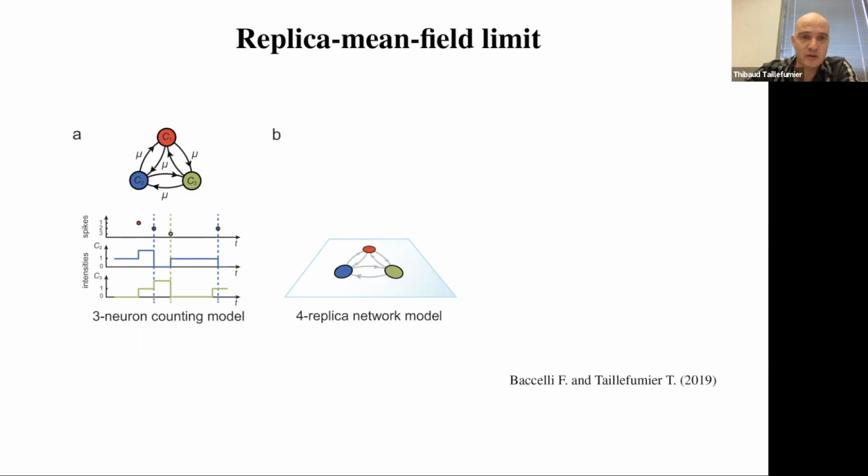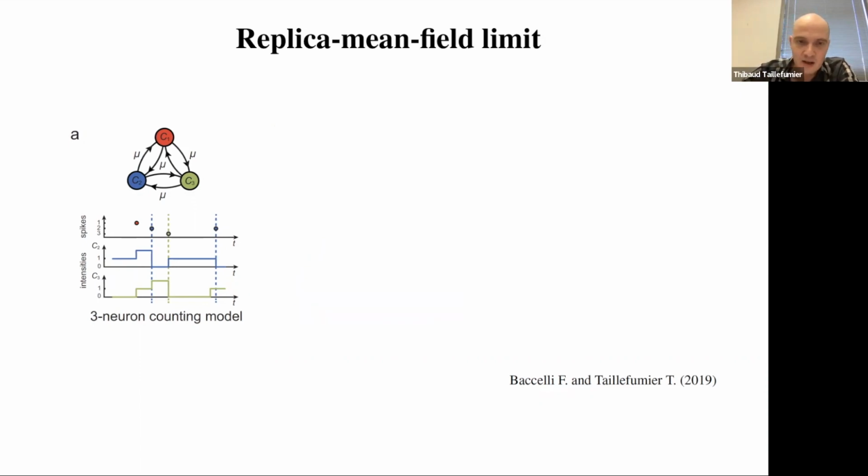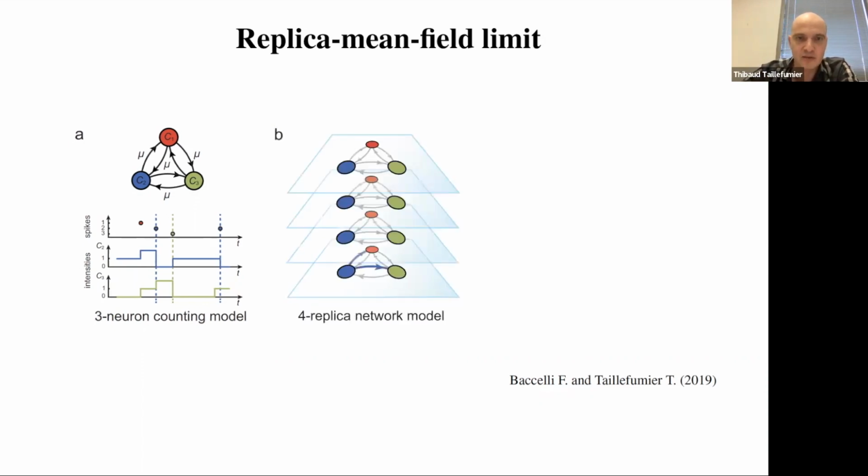I'm going to illustrate that by making a 4 replica model. So here's my original model, that's one copy of my network dynamic. And now I'm going to make 4 copies of those. Of course, if I let them have the same dynamic as the original system in each replica, I've done nothing. So I'm going to have to do something more.